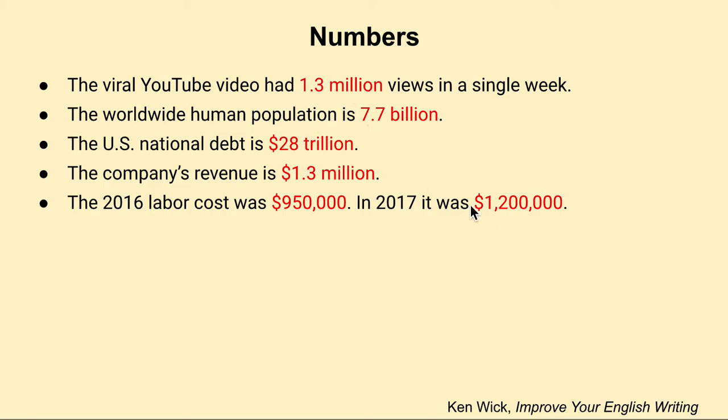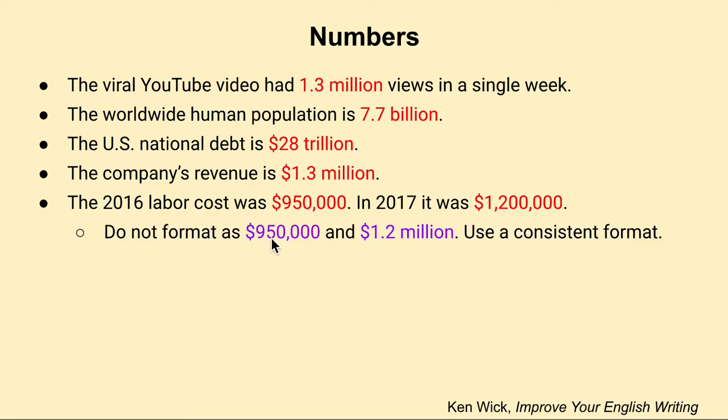We've just been writing large numbers. Why isn't this written out 1.2 with million? Because we need a consistent format. These numbers are regarding labor costs, and we need to use a consistent format within the context. So you don't write it this way, which I have there. Do not format as 950,000 and 1.2 million. Use a consistent format.